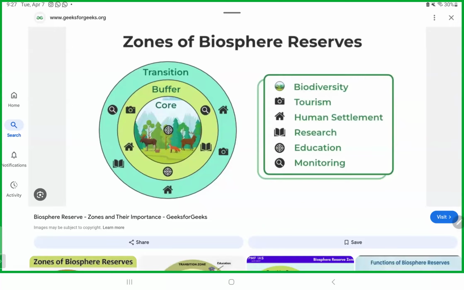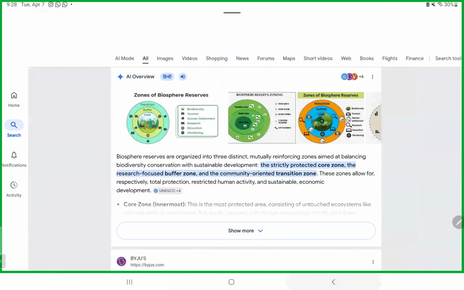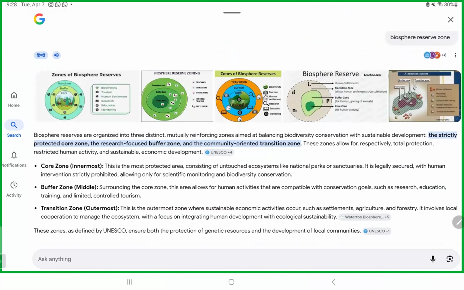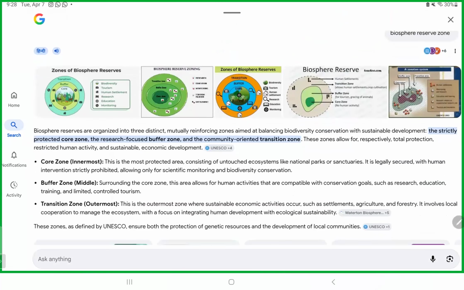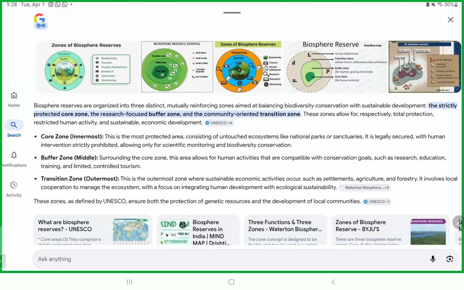No activity in the core zone, nothing, because the core zone is dangerous for human beings and dangerous for the animals. Why? Because they are ultimately affected. Understood? So the core zone is innermost, most protected, untouched, like national park and sanctuary, legally secured, with no human intervention. Buffer zone is in the middle, where some human activity is allowed for research, education and training purposes. Transition is outermost, where most activity can be done, but with the help of the locals, not any random activity.